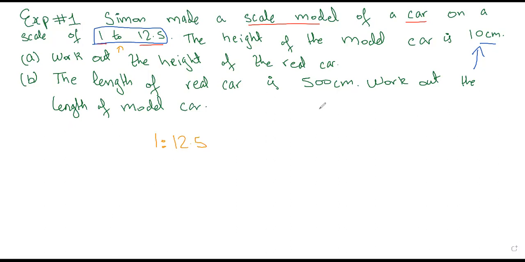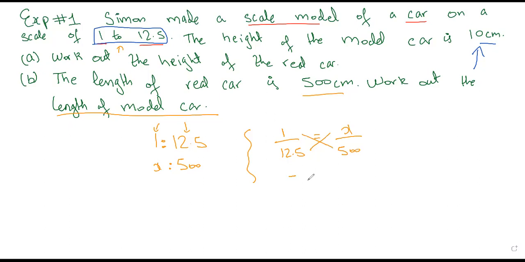This time we have the length of real car. So it is 500 ratio, and we will have x here because we have to find the length of the model car. This is for model and this is for real. Again, we need to make our proportion by equating both these. 1 by 12.5 equals x by 500. I will cross multiply. 500 equals 12.5x, and this will give me x equals 40 centimeters, right? Did you understand this? Yes, I did. Okay, very well done. Let's talk about another question.